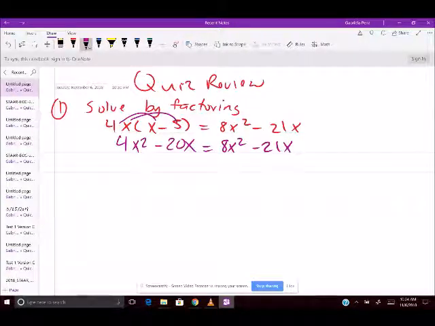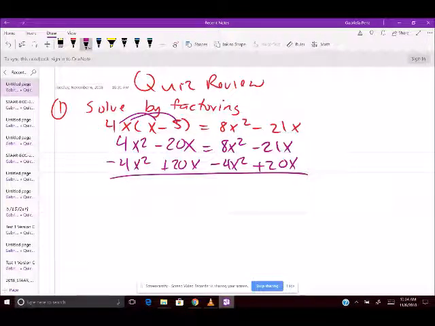Do I move everything over to the right or to the left? To the right. Why to the right? Either way, I'm going to ask why. To the right, which is this way. And why are we moving it to the right? Exactly. So we want to keep a positive x squared. This is why we need to move this side over to the right side.